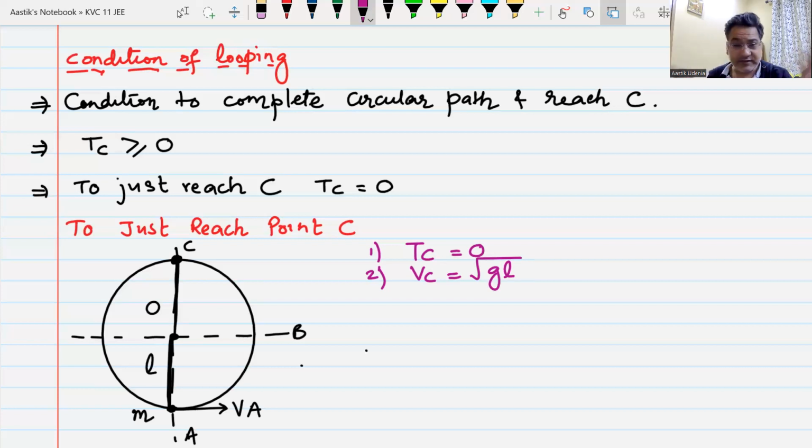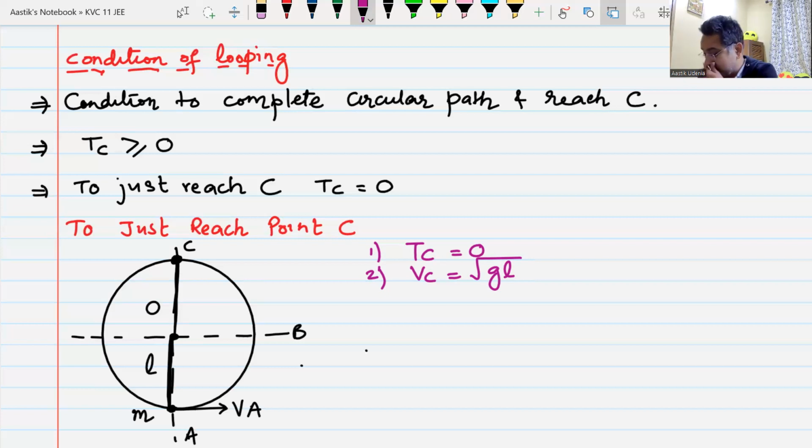Now, how did this magic happen? That knowing the tension, we can calculate the velocity. That is what we had done in the previous class, and I am not going to repeat it. If you understand, you understand. If you don't understand, go back, study, and then come back.